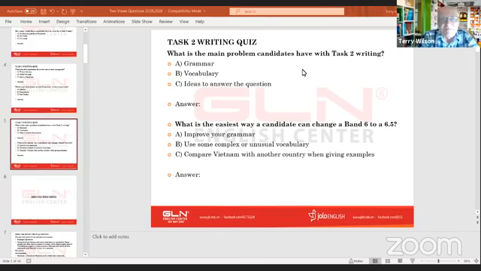C. Compare Vietnam with another country, because you're then using the language of comparison. It's actually the same in part 3 speaking. It's a good way to improve your band score, comparing your experience in Vietnam with what might happen in another country.